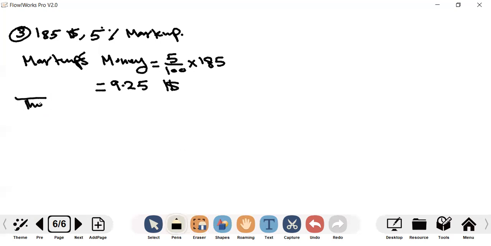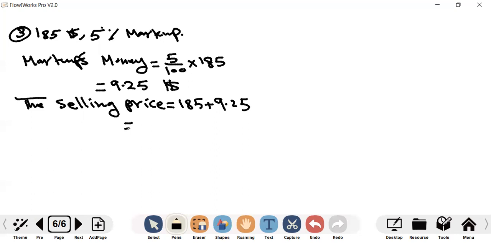The selling price equals 185 plus 9.25 equals $194.25. I rounded to the nearest cent. Done? So these are the first 3 questions.